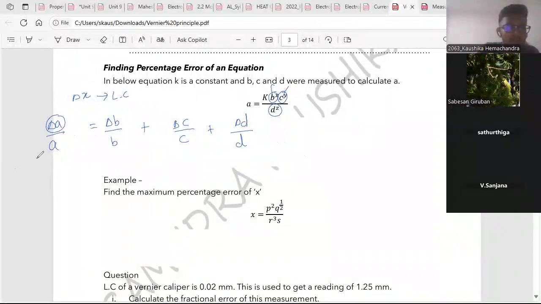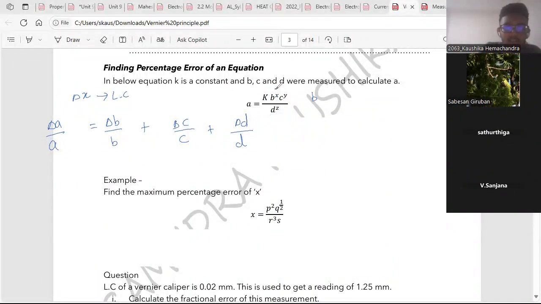Delta A is like, you can calculate A and get delta A, but delta A is just like we are saying it's the least count for that value of A. We don't need to know that. That's just how we represent the fractional error. But there are powers also, right? It's not just B, C, D.